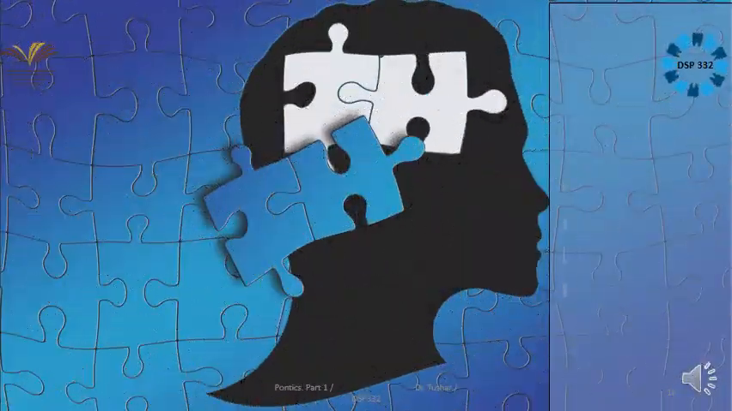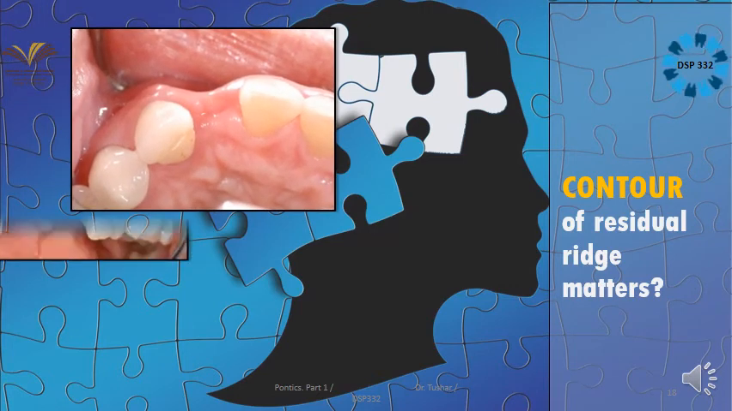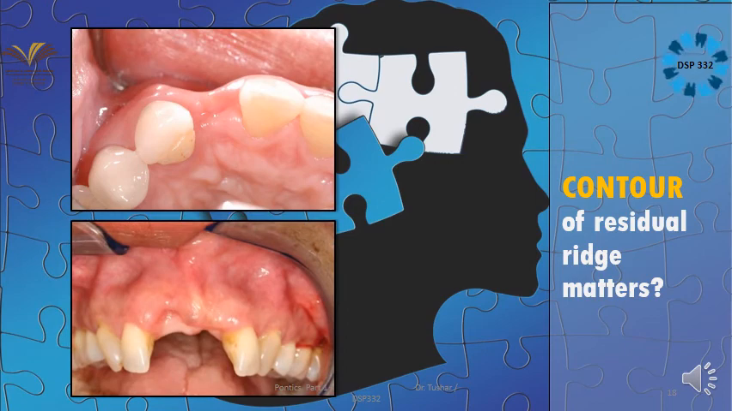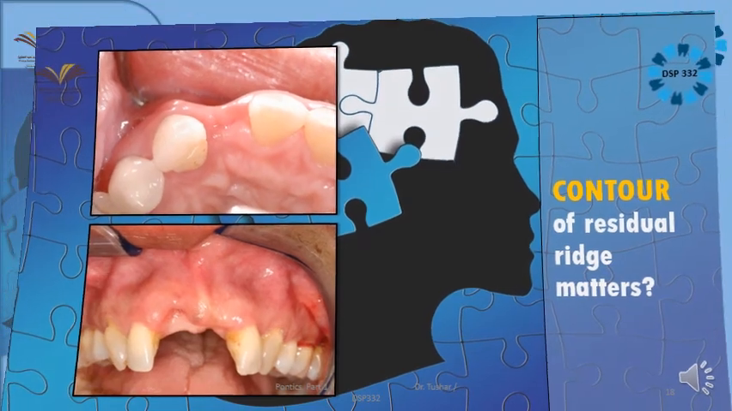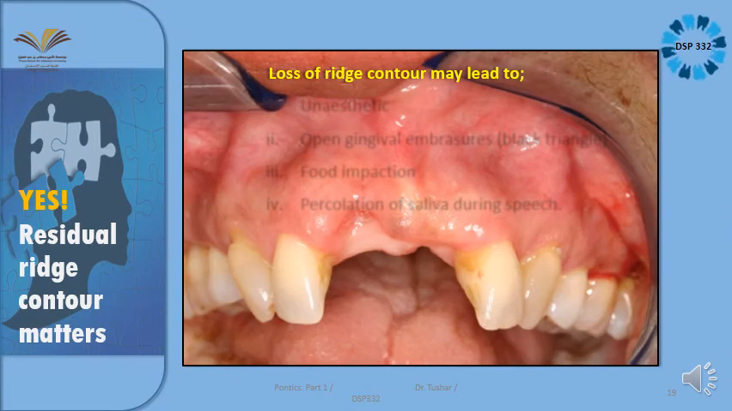So let us move ahead. The contour of residual ridge matters. Right. Now this is the contour of your residual ridge. Now we are only concentrating on this ridge portion. Whether we have to concentrate on this ridge, it is an important question. The answer is yes. We have to consider this residual ridge contour.